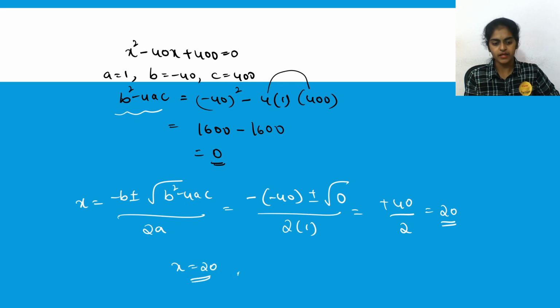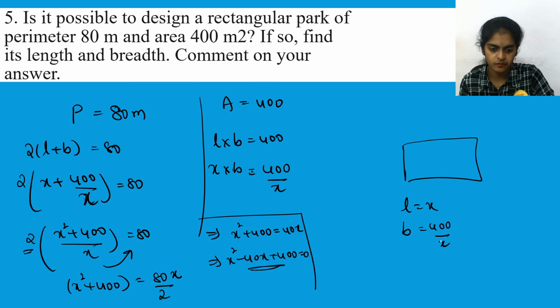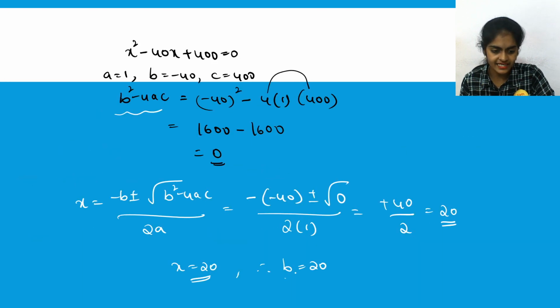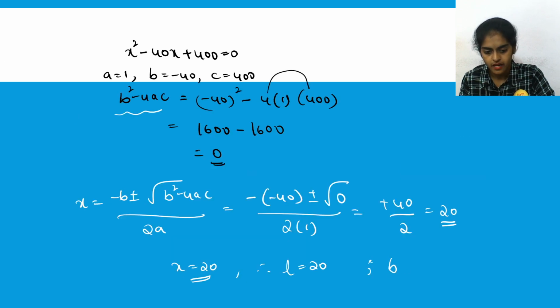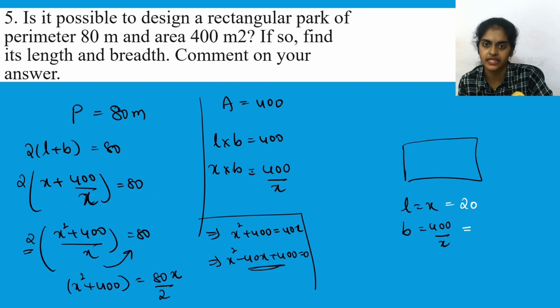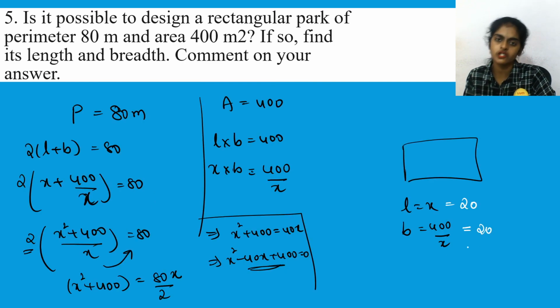Okay, x we have taken it as length. So length is 20. So breadth will be how much? Breadth will be 400 divided by x. That is 400 divided by 20. So breadth also is 20. Length is 20. Breadth is also 20.